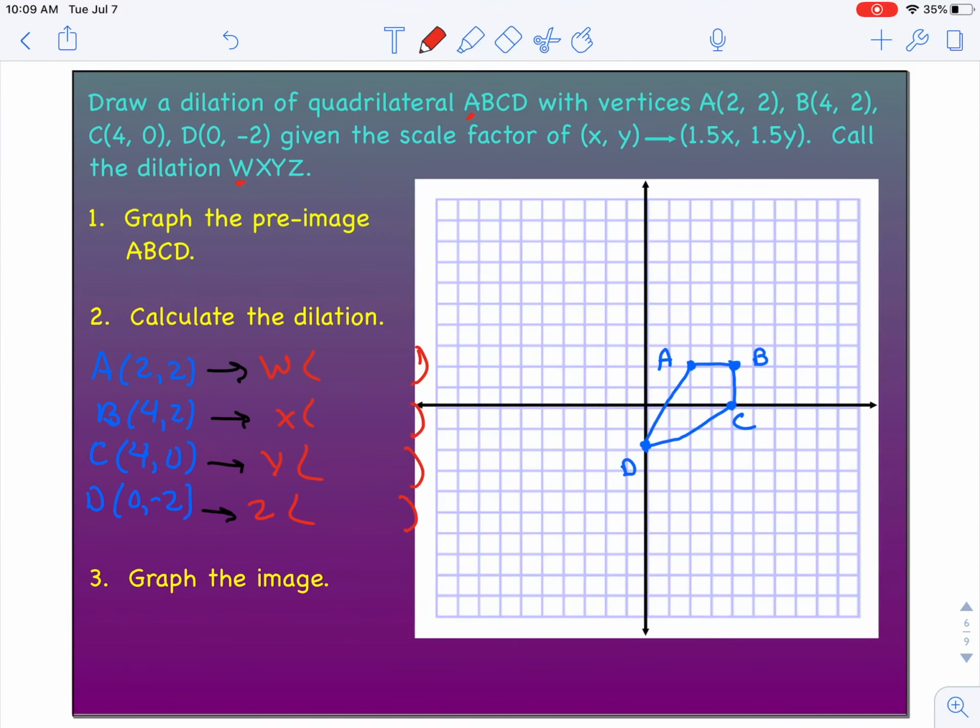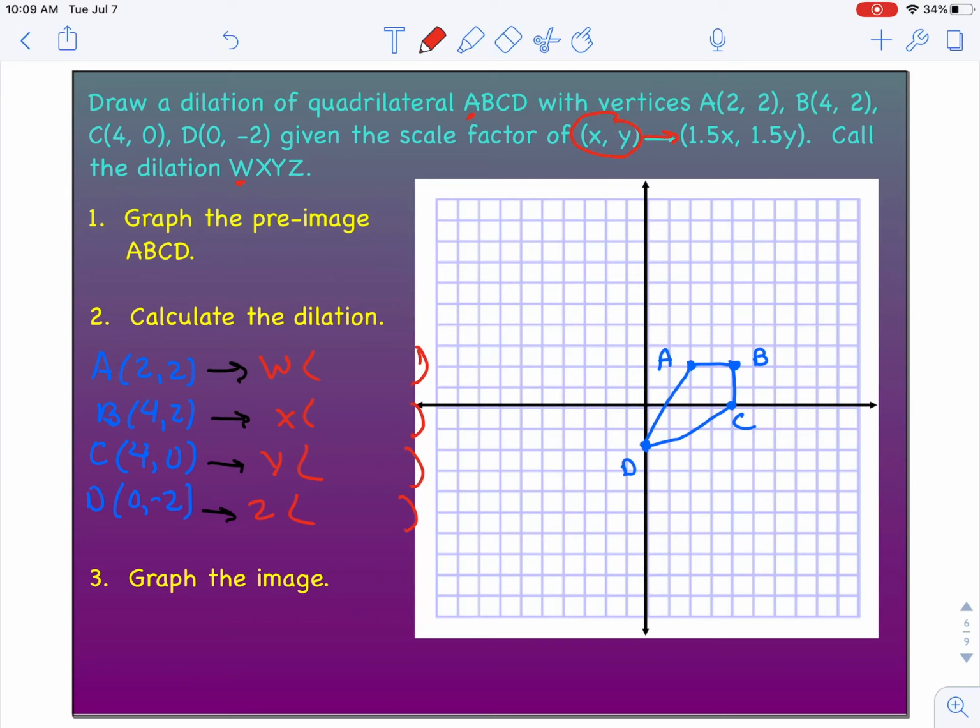So, in this example, I did some work ahead of time so that you wouldn't have to wait for me to plot the pre-image. It says draw a dilation of quadrilateral ABCD with the vertices A, B, C, and D given. And the scale factor of xy maps onto 1.5x, 1.5y, and we call the dilation WXYZ. So it says graph the pre-image. So the pre-image is A, B, C, D.